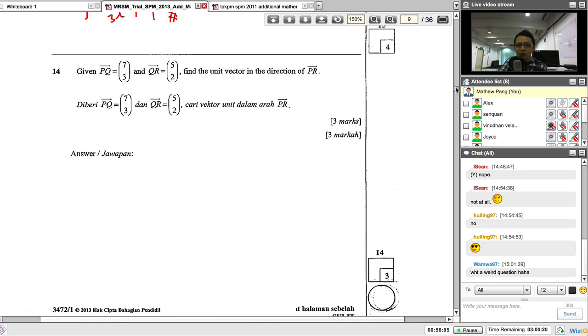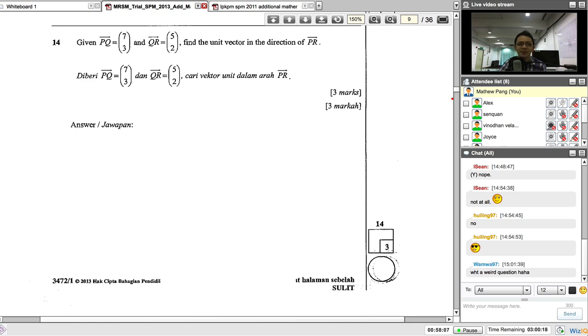Then we're going to move on to vector. Vector should still be okay. This one, he asks you to find PR. You must be very familiar with the addition rule. I have PQ and QR, and this one is already arranged for you. PR is just PQ plus QR.